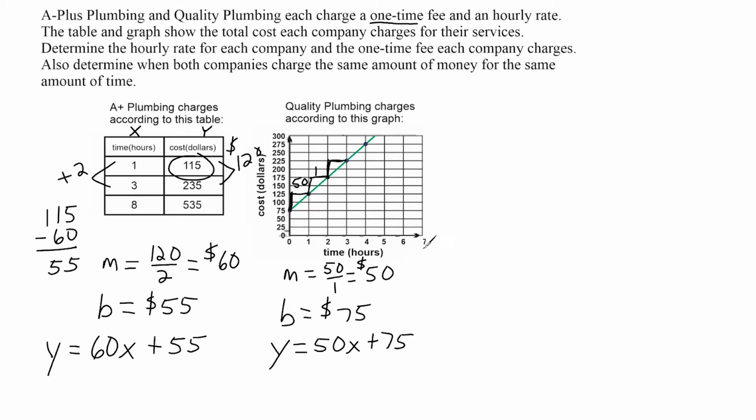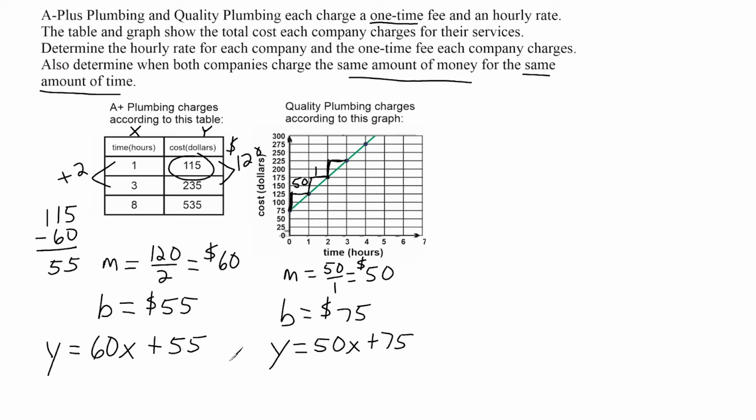Now, what we also have to do is determine when both companies charge the same amount of money for the same amount of time. And what they mean by this is they want us to figure out how many hours of service could we plug into x here for both equations, and we would get the same output or the same total cost for the service. But it has to be the same x and the same y. We can't have two different x's or two different y's. We need the same amount of hours that will yield the same output or the same amount of money.